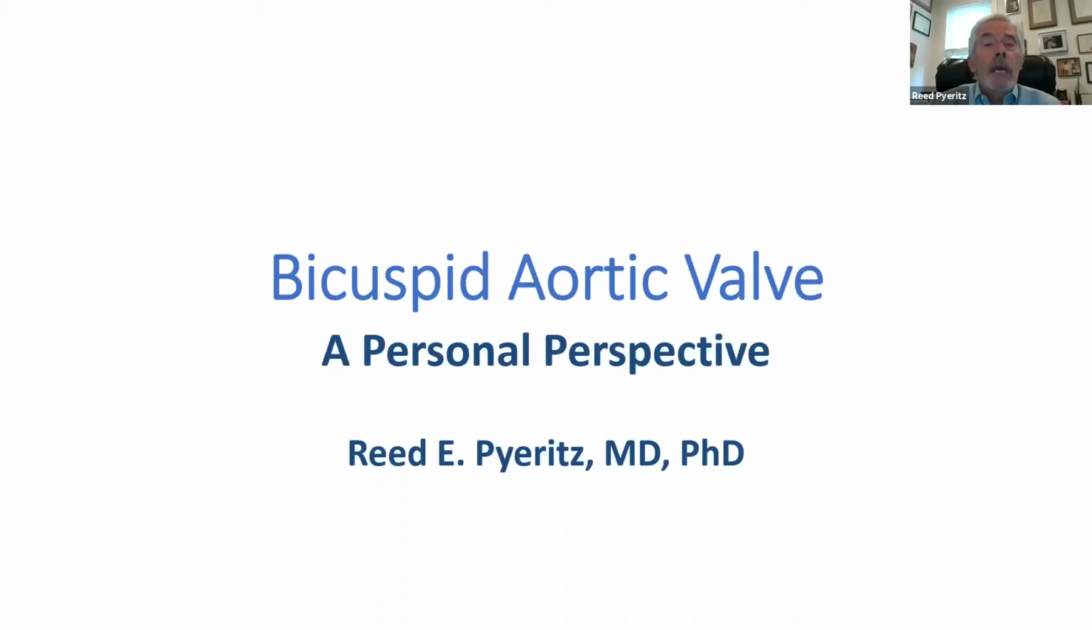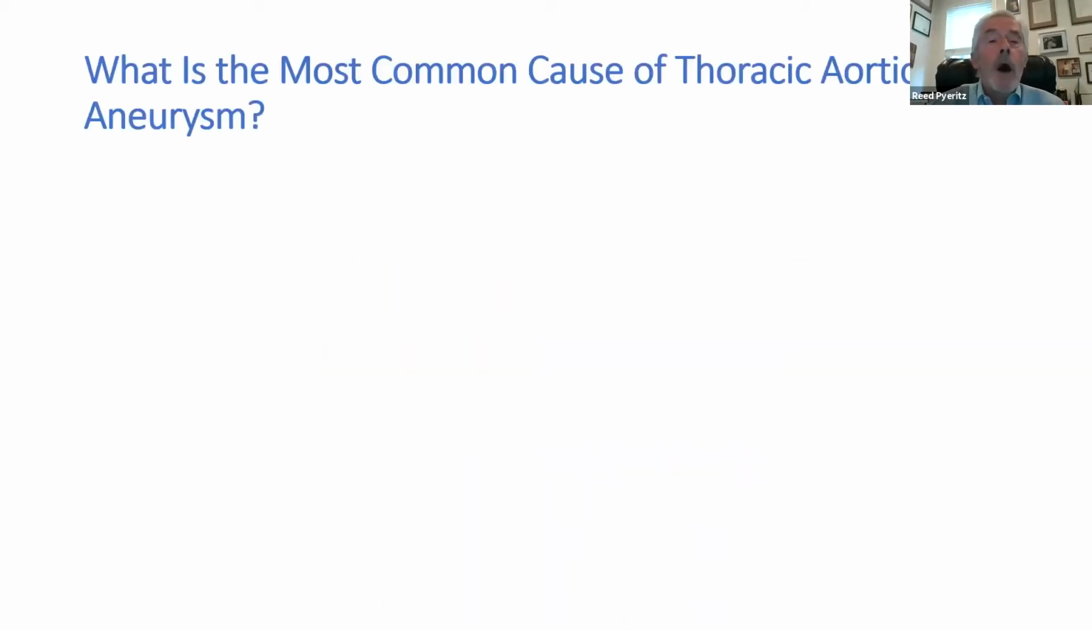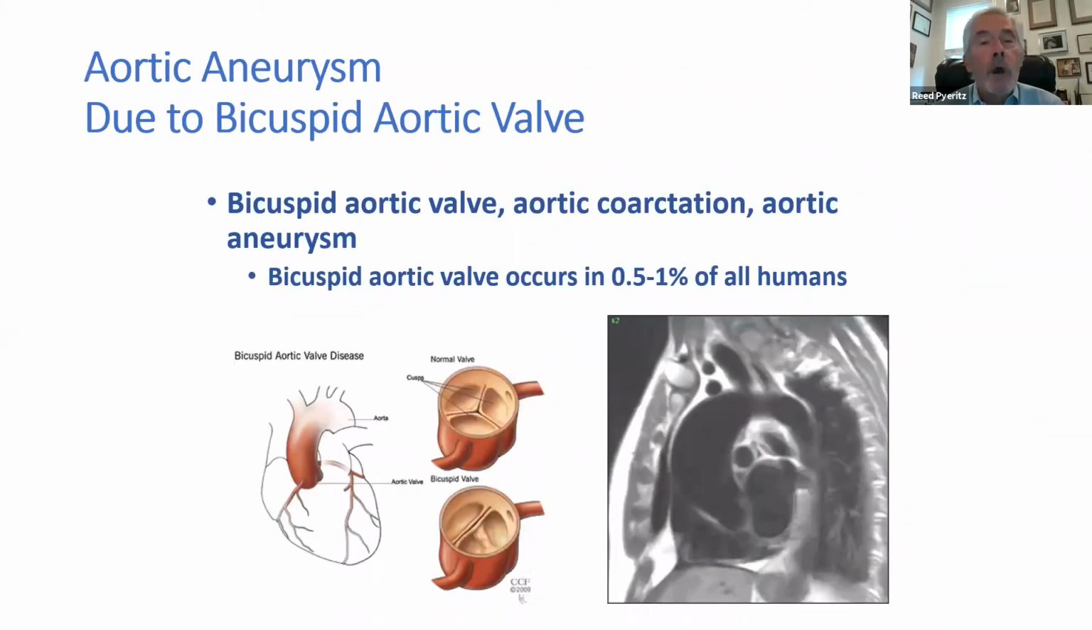So let me begin by talking about the underlying condition that affected me, which is the most common cause of thoracic aortic aneurysm, which is the bicuspid aortic valve. Many of you know that, but up to 1% of all of us walking around on the planet have a bicuspid aortic valve. Many folks don't know that, and indeed I didn't know it until relatively recently.